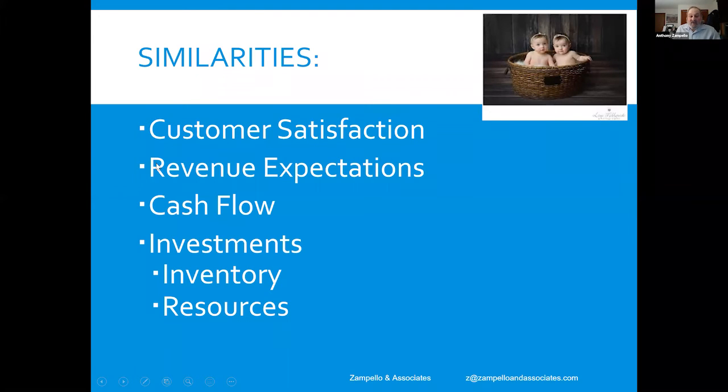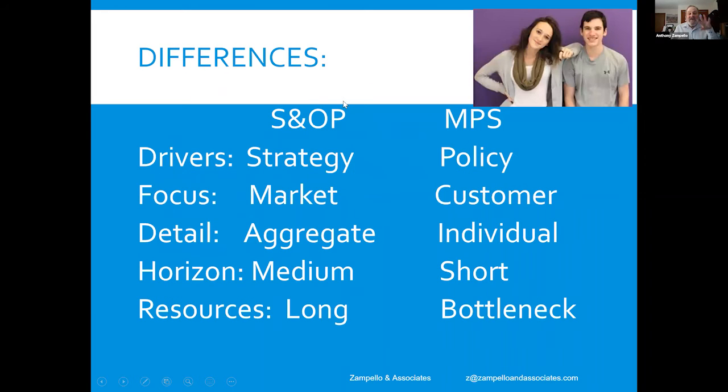They both are trying to do revenue expectations for different horizons, but they're both doing that. We're looking at our cash flow and our investments. So think all the way back to our triangle, and those are the things they all, S&OP and master scheduling, have the same objectives. Where they're different are in places like the few we have here.